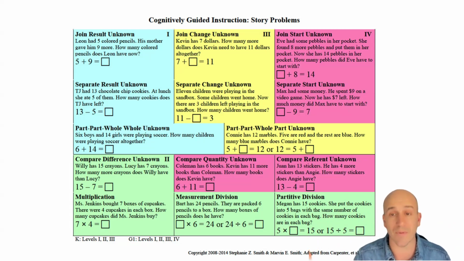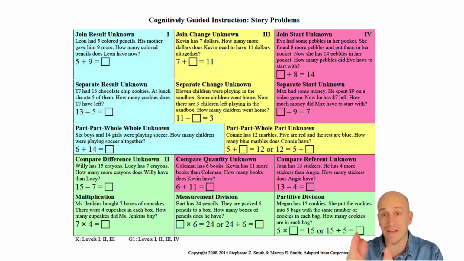Now, you'll see that the separate result unknown problem that's right next to it is very similar, right? You had something, you lost some of it, and then you're trying to figure out how much you had left. And then the part whole relationship is very similar, right? There's less action in the part whole relationship, but still you're trying to find a total of two given parts.